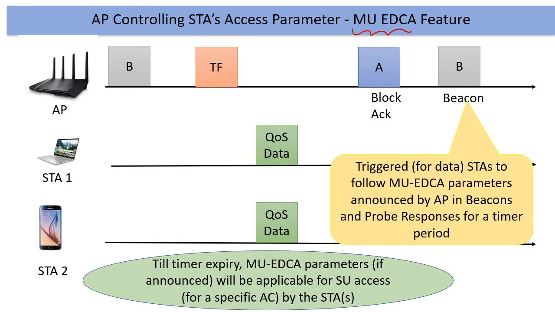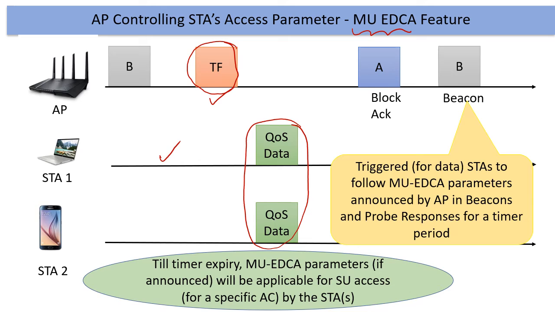So MU EDCA works roughly like this. When an AP schedules a particular user, those QoS access categories which the user has used, their access parameters on the uplink for SU transmission by the stations can be biased to a value such that a trigger could come in before, or could have a priority before, their SU transmissions. So this would allow us to do more triggered uplink transmissions, which could result in some benefits.